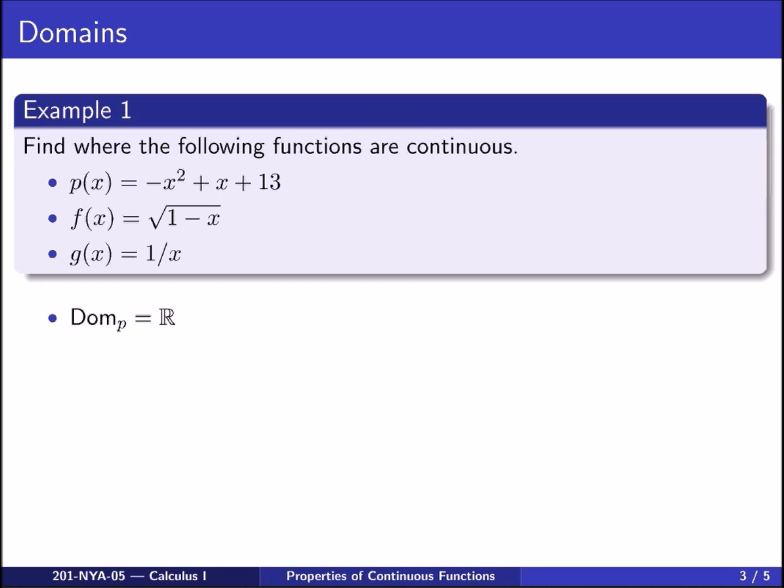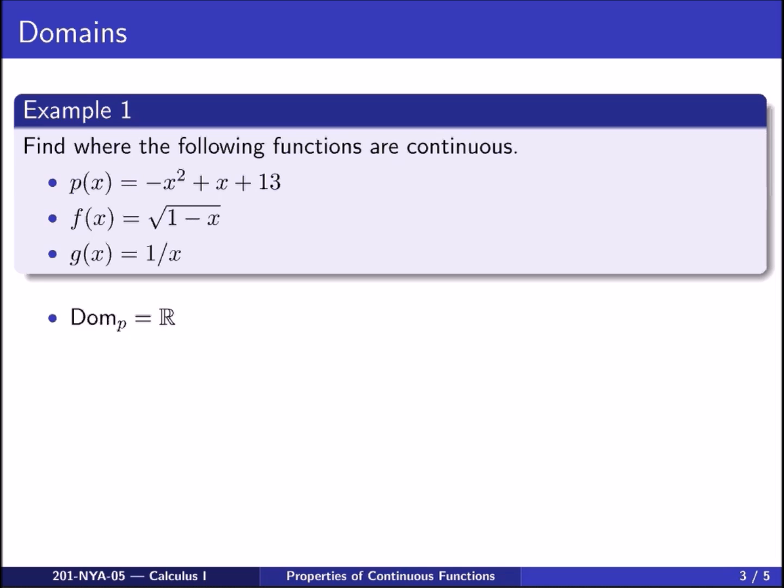Now look at the second function. f of x is the square root of 1 minus x. Now here's a little hint. f is actually a composition of two well-known functions. Again, pause the video and try to see if you can find where that function is continuous.